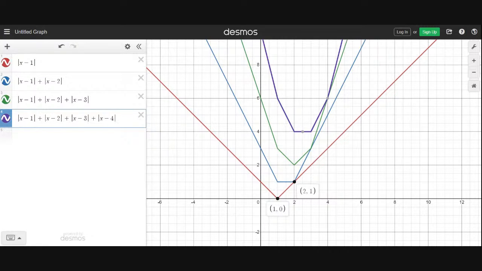Now we need to prove it. How can we prove it? We can prove it in 2 different ways. We can show that for all x less than the median the function is decreasing, and for all the numbers greater than the median it's increasing. For all x greater than the median the slopes are positive, and for all x less than the median the slopes are negative. We can show that.